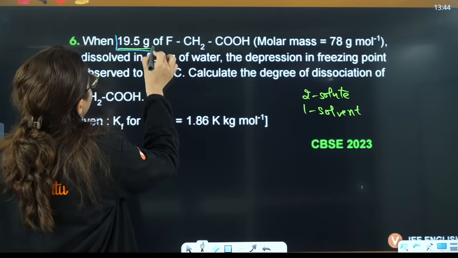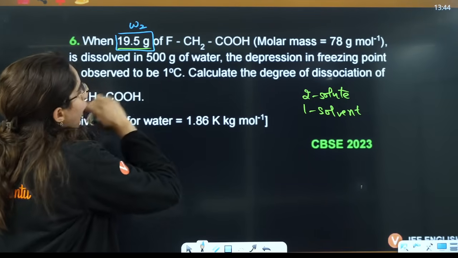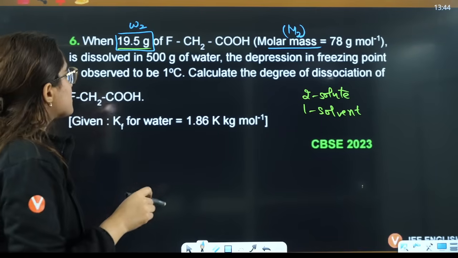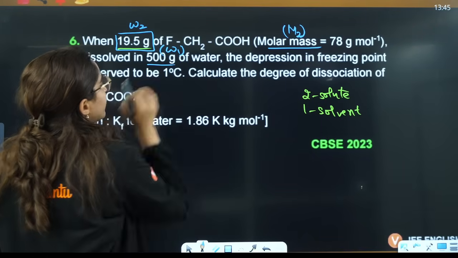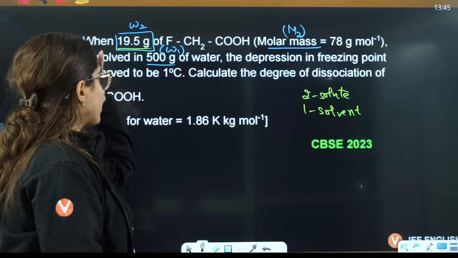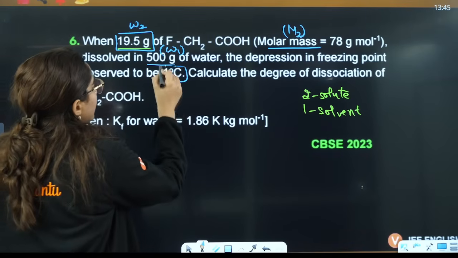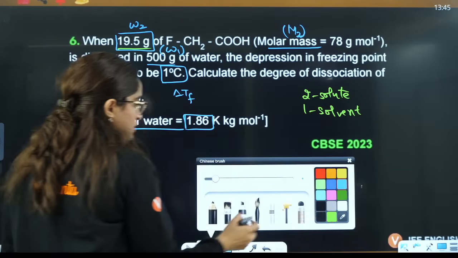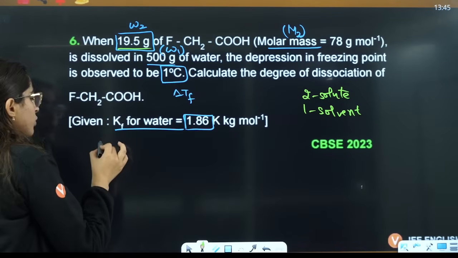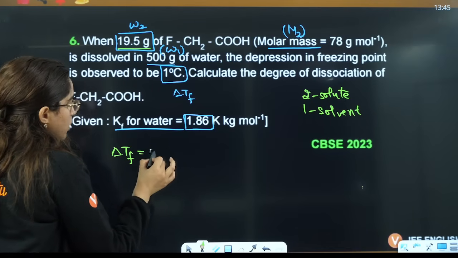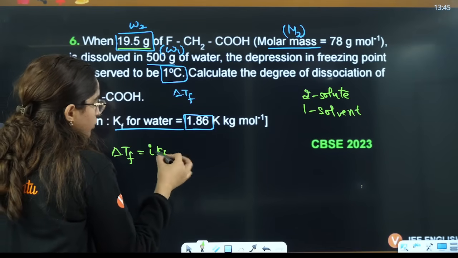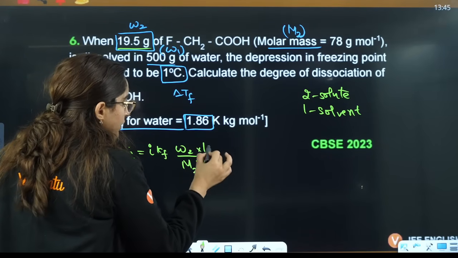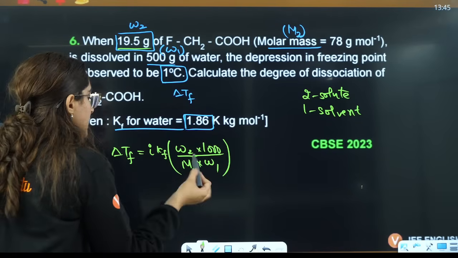So 19.5, that is W2. Of this, molar mass is given to you, that is M2 is given, is dissolved in this much of water, that is W1. Weight of solvent is given. 1 represents solvent, so weight of solvent. Depression in freezing point is 1 degree. Delta Tf. Kf is given to you. Degree of dissociation you have to calculate. See, we know delta Tf is equals to i into Kf into molality, that is nothing but W2 by M2 multiplied by 1000 by W1, right? Now you know all the values.